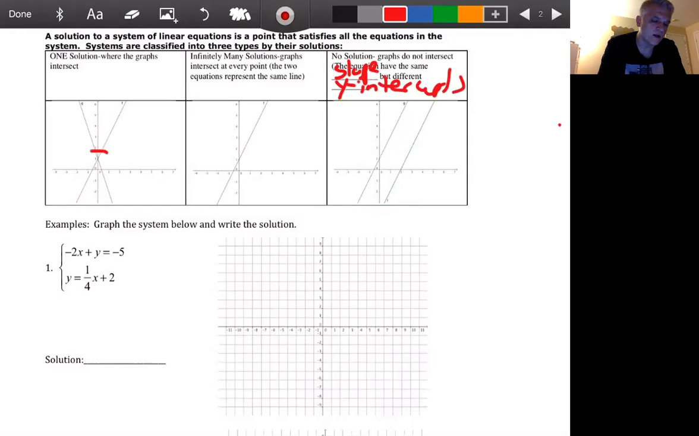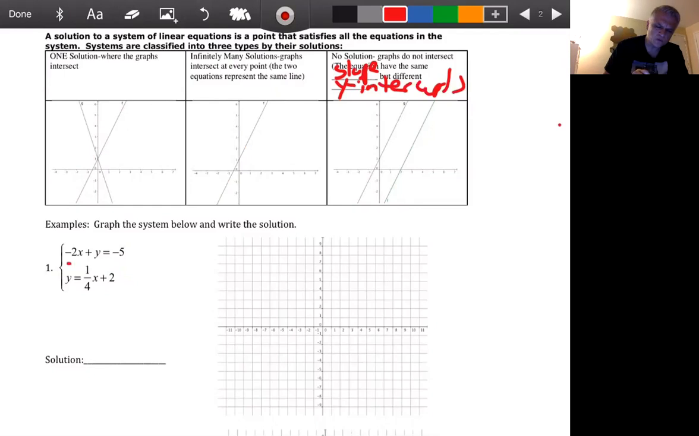So one solution, infinite solutions if it's the same line graphed twice, and then no solutions if you have two parallel lines, okay? So we're going to graph two lines, and we're going to see how many solutions they got, and if they have any solutions, we're going to write what they are. If there's only one solution, we'll write it, and if there's infinite, we'll say infinite solutions. Okay, so let's graph these.